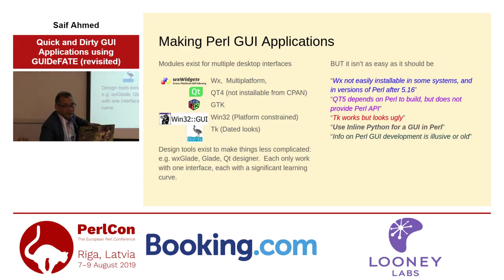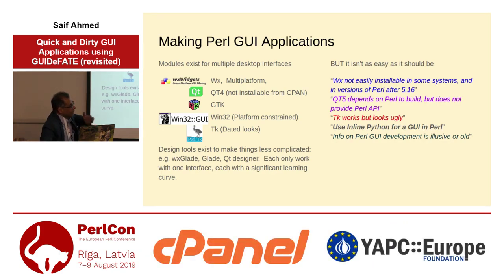TK works. It's reliable. It's long-lasting. It apparently looks ugly. It also has several primitive backend functions which make it difficult to do performance. One of the most embarrassing commentaries on getting a GUI working on Perl was to use inline Python.